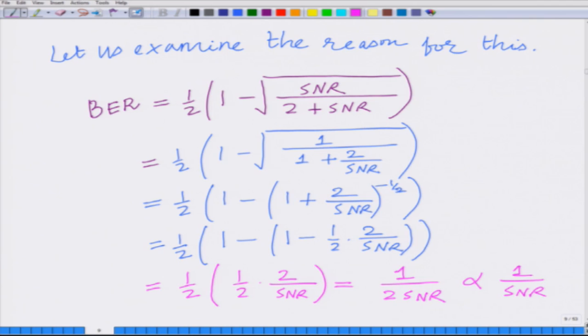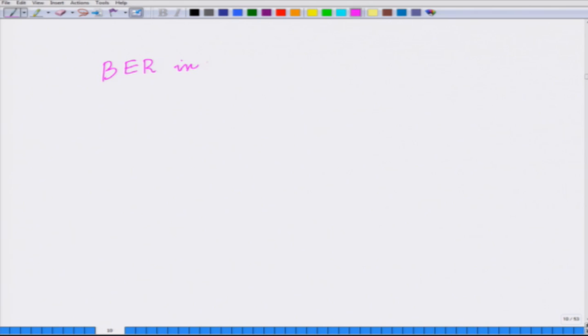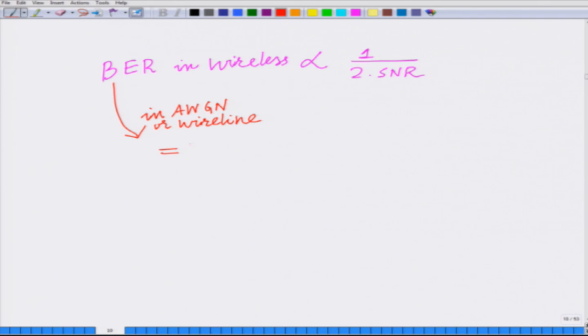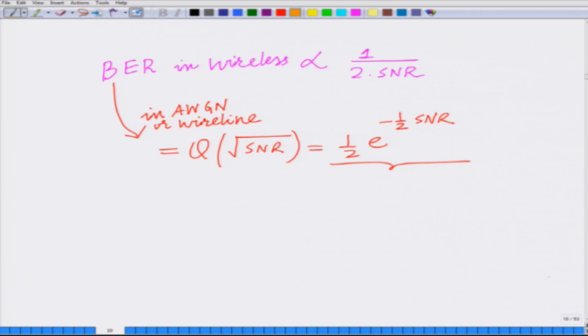So, if you look at the net result, BR in wireless is proportional to 1 over 2 times SNR. However, if you remember, the bit rate in AWGN or the wireline communication system is approximately equal to Q of square root of SNR, which you remember is equal to half e raised to minus half SNR. Therefore, in a wireline communication system, it is decreasing exponentially with respect to SNR.